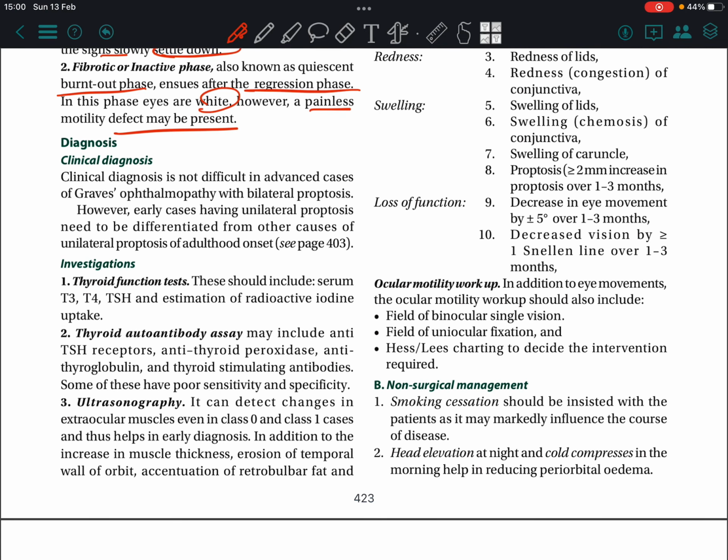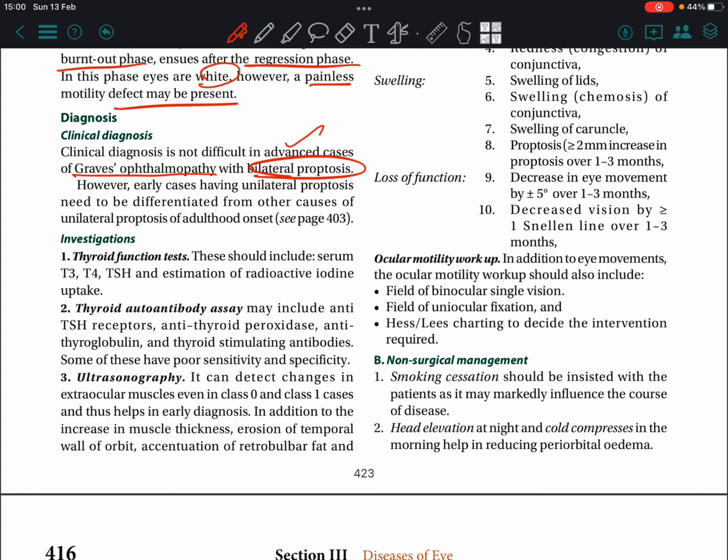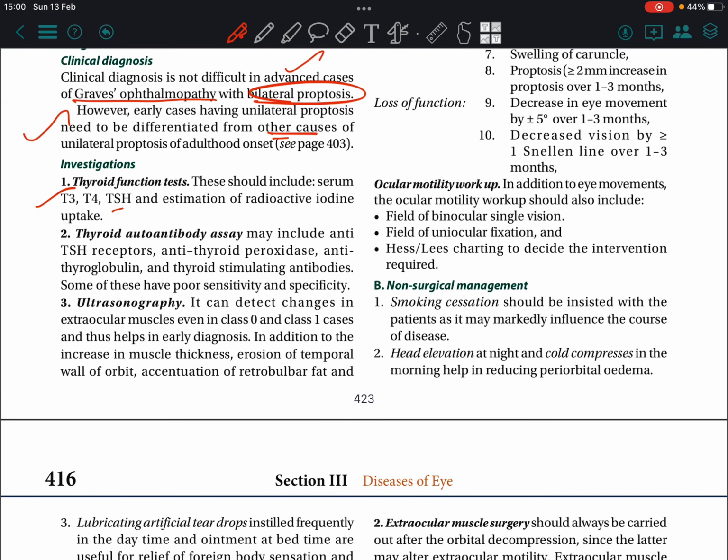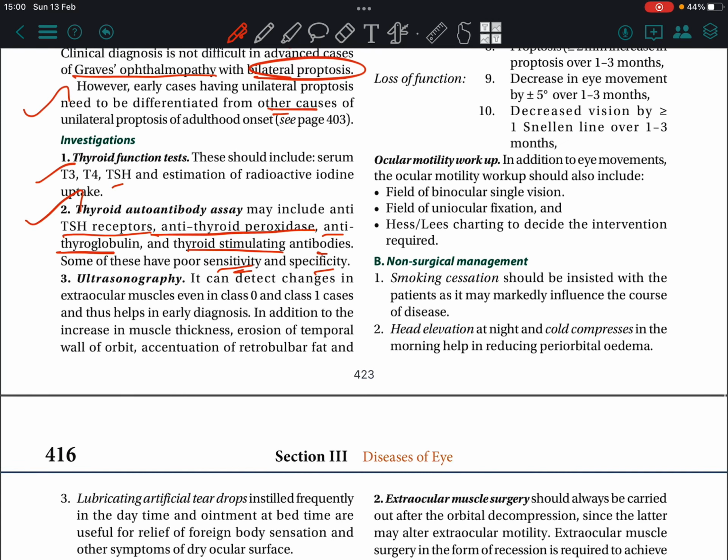Diagnosis: clinical diagnosis is not difficult in advanced cases of Graves' ophthalmopathy with bilateral proptosis. However, early cases having unilateral proptosis need to be differentiated from other causes. Investigations: thyroid function tests, serum T3, T4, TSH, and estimation of radioactive iodine uptake. Autoantibody assay may include anti-TSH receptor, anti-thyroid peroxidase, anti-thyroglobulin, and thyroid stimulating antibodies. Some of these have poor sensitivity and specificity.